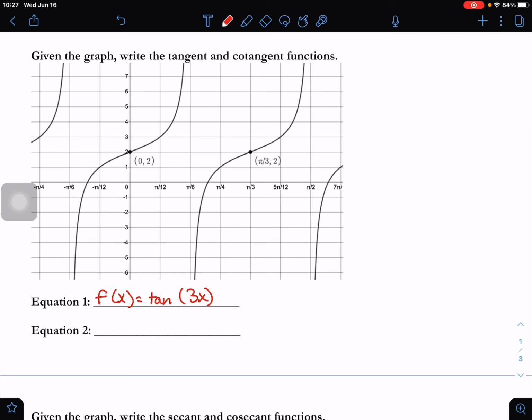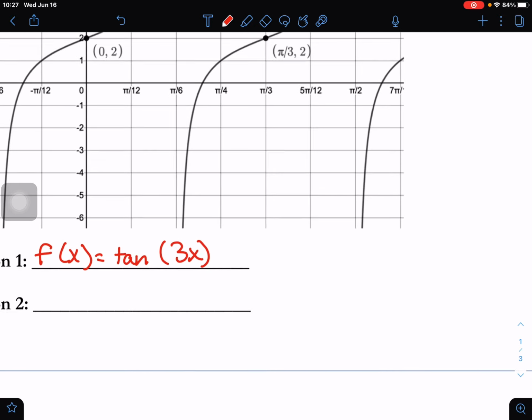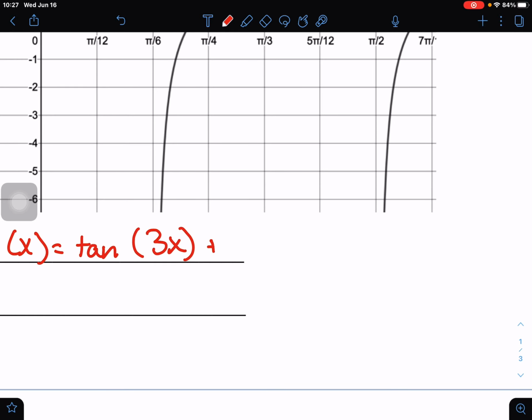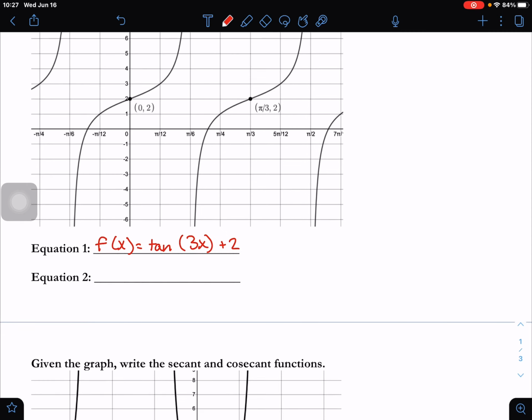And it actually doesn't look like it's been stretched at all. Actually, let's see. Yeah, I don't believe that it's really been stretched. But it definitely has been shifted up. So we could write the +2 like that.